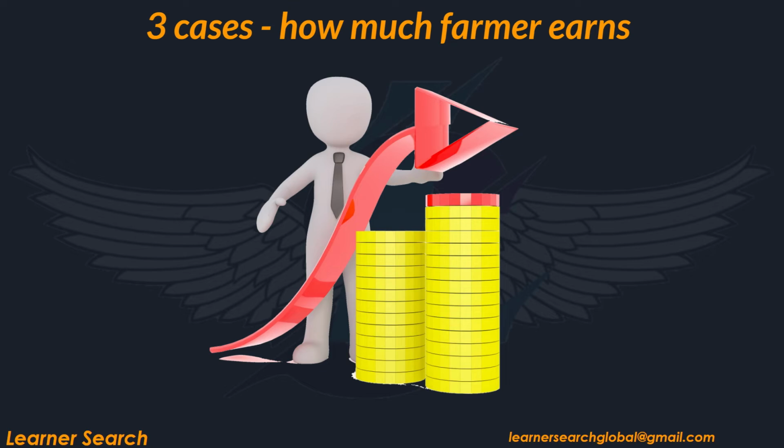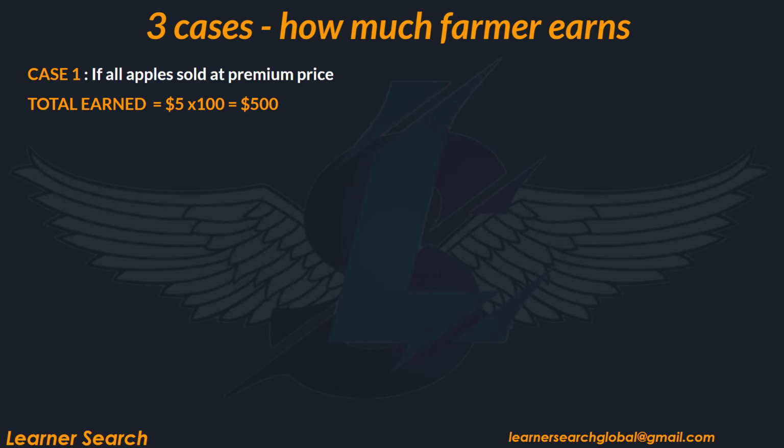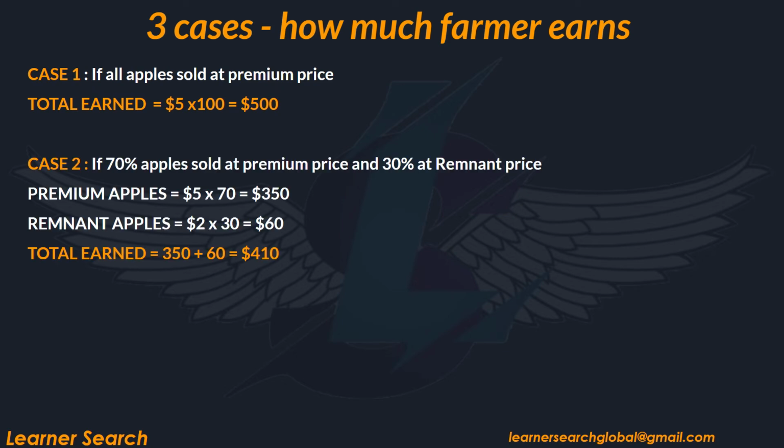I divided this into 3 cases to understand how much money the farmer earns in each case. Case 1. If all apples are sold at premium price, total money earned is 5 into 100, which is $500. In case 2, 70% of apples are sold at premium price and 30% at remnant. For premium, 5 into 70 is $350. For remnant, it is 2 into 30, which is $60. Total money earned in this case, 350 plus 60, is $410.